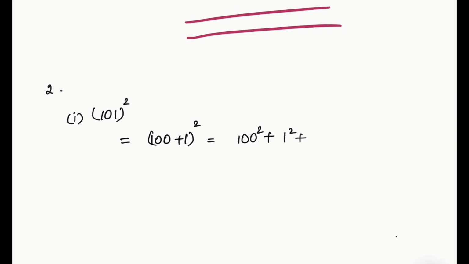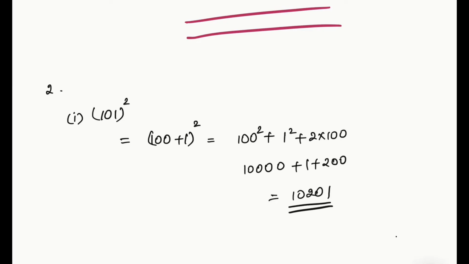In the second main we have use the identities to evaluate. First one, 101 square. So how can I evaluate it? I can write it as (100 plus 1) the whole square. That is 100 square plus 1 square plus 2 into 100 into 1. So that is 10,000 plus 1 plus 200. So you get 10,201.